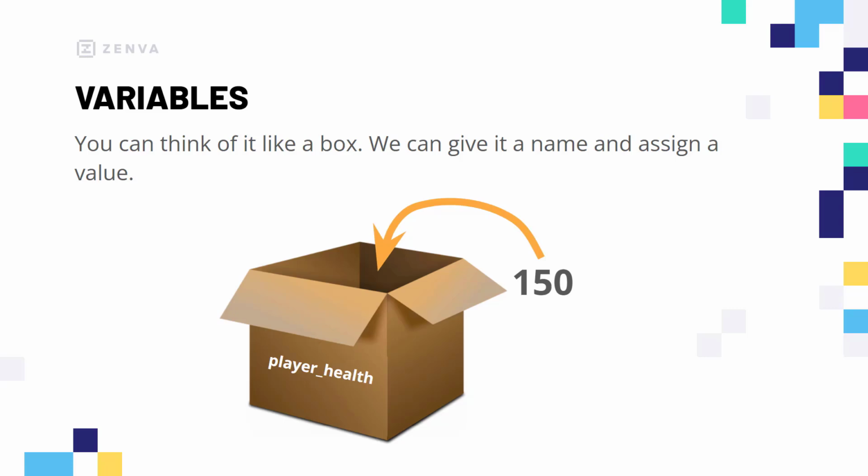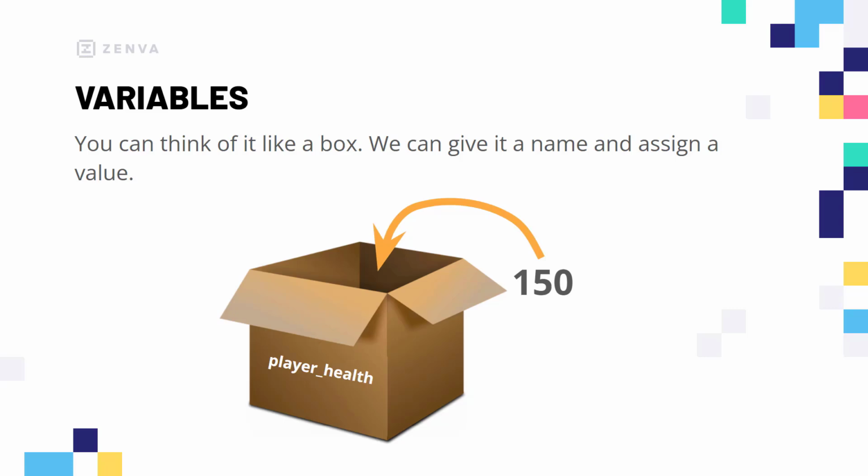The variable is a box and we can give it a name, for example, player health. And then we can assign a value to that box, or we can put a value inside of that box, such as the number 150. This is essentially a variable, okay? It is a piece of data that we are saving to our computer's memory, and at any time we can access it to read it, or we can modify it so we can change that value. So for example, with the player health variable, whenever the player takes damage, we will get that variable and subtract it by the damage taken, or if they get healed, we'll increase that number.